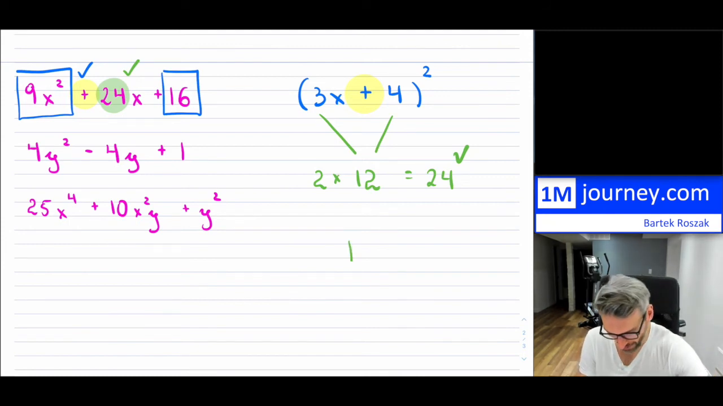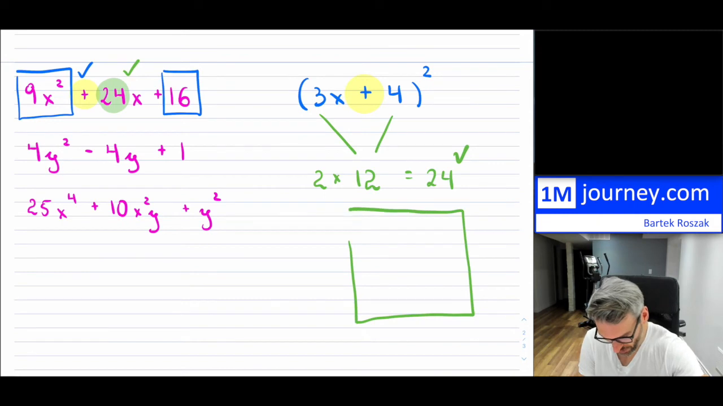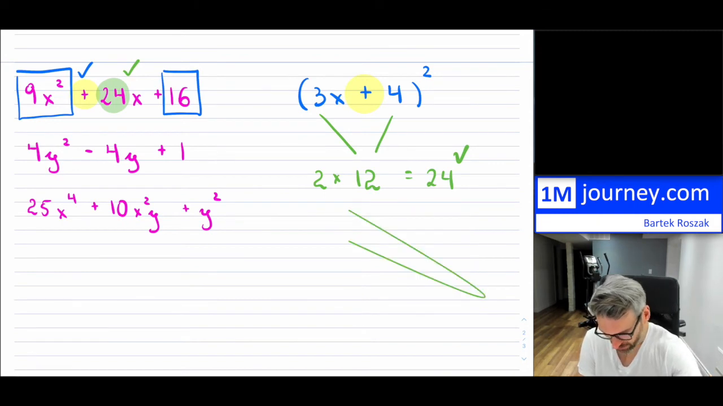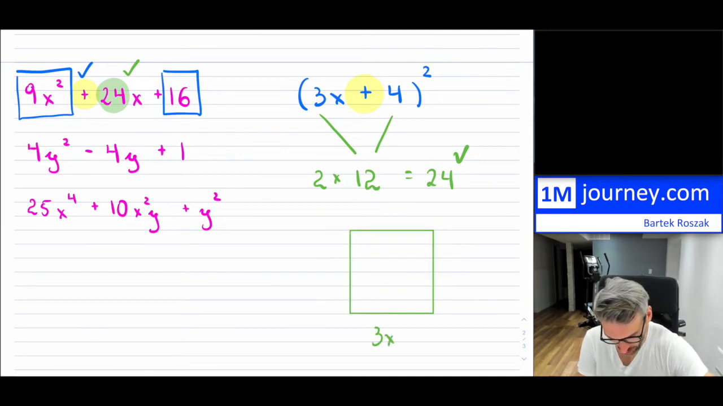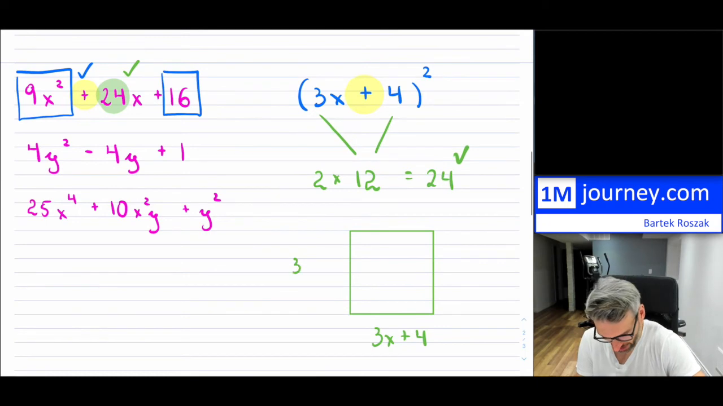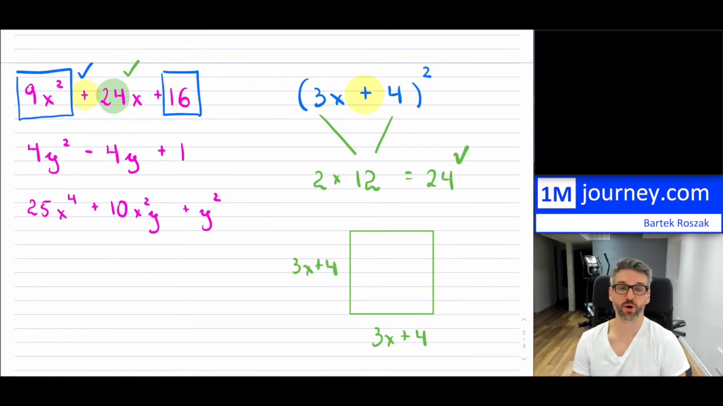And again, a reminder, what does it mean to be a perfect square? It means that it's literally just a square. So here's my square, and all the sides in my square would have been that. So if I multiply them, I'm going to get this expression back.